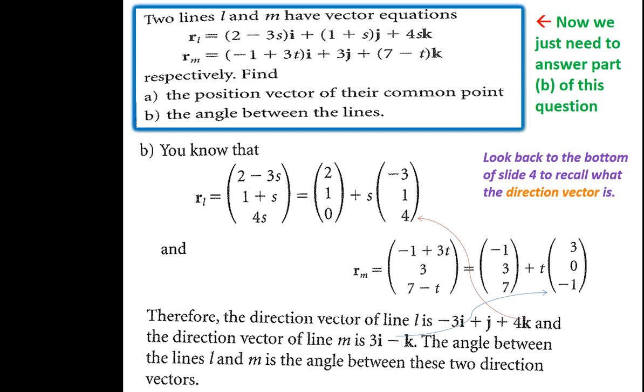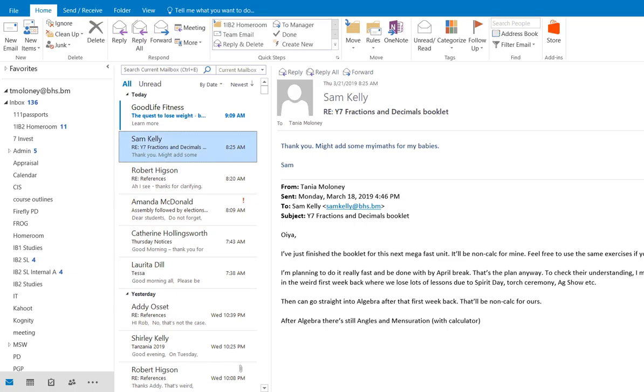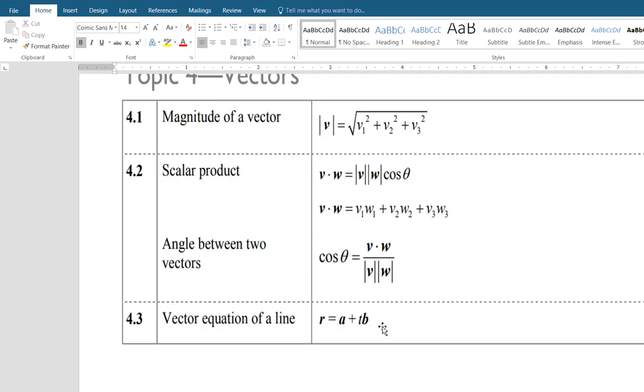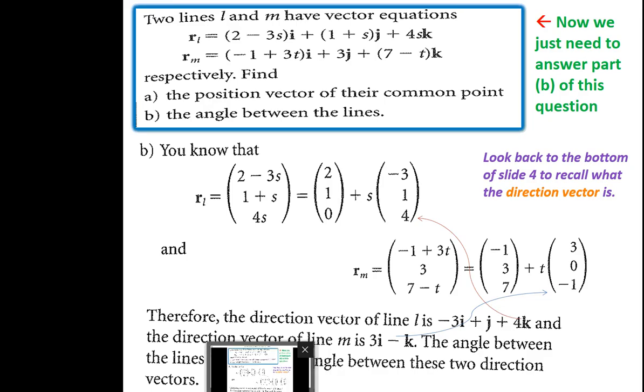Just reminding you as well, in your formula booklet, it's here, vector equation of a line. They don't write P plus TD, they write A plus TB. But B is a direction vector. That's the main thing to remember. B is a direction vector, T is just a scalar. So back to here.